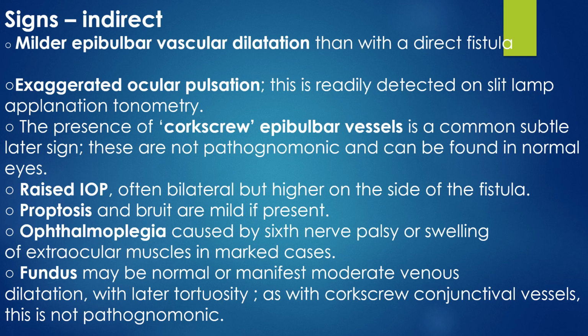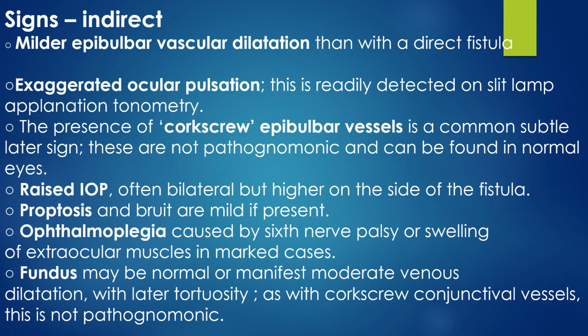The signs of the indirect fistula are a milder epibulbar vascular dilatation than with the direct fistula, and exaggerated ocular pulsation. This is readily detected on slit lamp applanation tonometry. The presence of corkscrew epibulbar vessels is a common subtle later sign. These are not pathognomonic and can be found in normal eyes. Raised intraocular pressure, often bilateral but higher on the side of the fistula. Proptosis and bruit are mild if present. Ophthalmoplegia caused by sixth nerve palsy or swelling of extraocular muscles is marked.